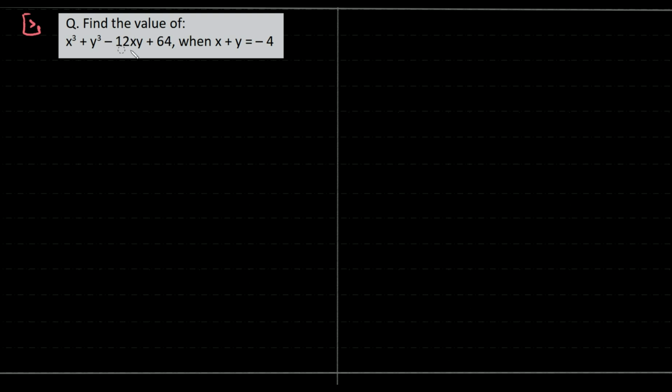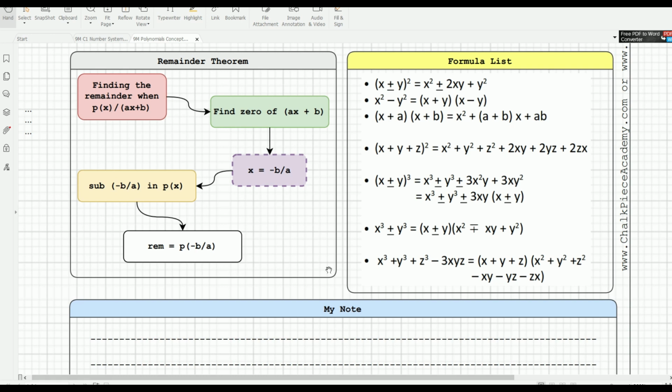Find the value of this particular expression when x plus y is minus 4. So we have to relate it to some kind of identity. We have been given the sum of two variables to be equal to minus 4. The question is, what is x cube plus y cube minus 12xy plus 64 equal to? It is related to some identity. What identity are we looking at?